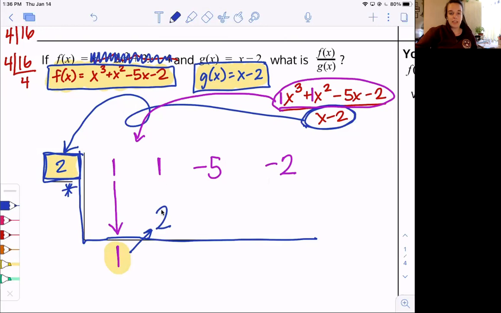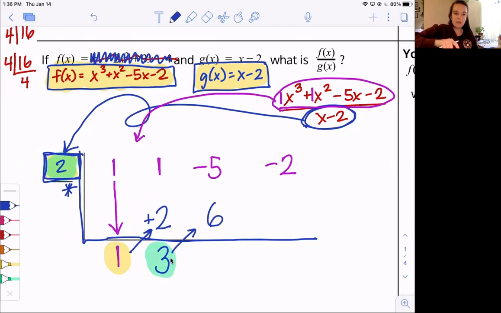So now we're going to go down again. We're going to do 1 plus 2. We're adding here. 1 plus 2 is 3. In order to get my next number, I'm going to multiply again. So I'm going to do 3 times 2. 3 times 2 is 6. And put that number right here.